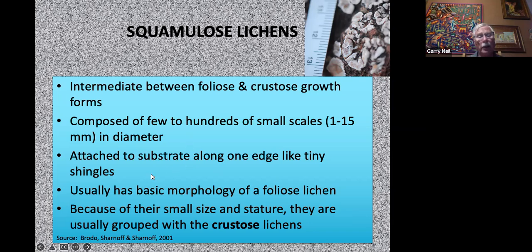They attach to the substrate, and they have the same structure as a foliose. In other words, they have a lower cortex. But because of their size, etc., they're grouped with the crustose lichens. But even though they are grouped with that, they are still separated out as being squamulose. I know that it may sound confusing, but that's how the keys work when you try to identify them.